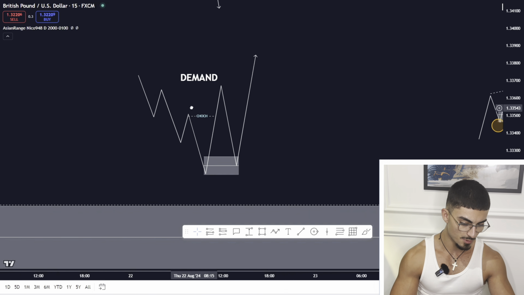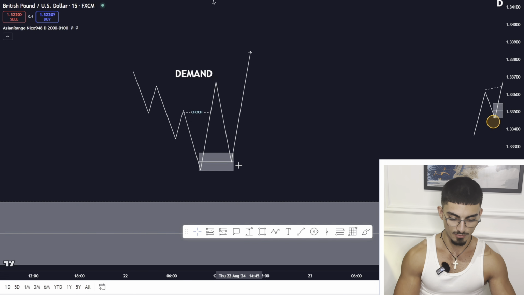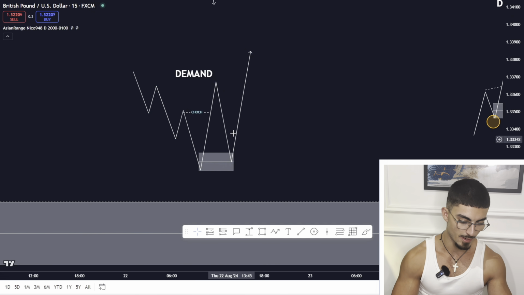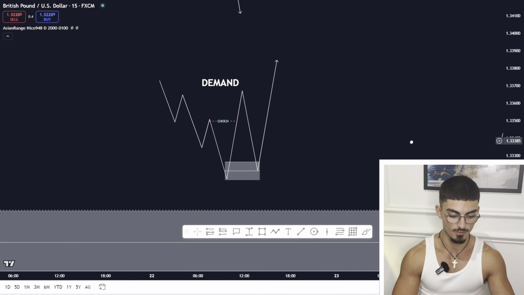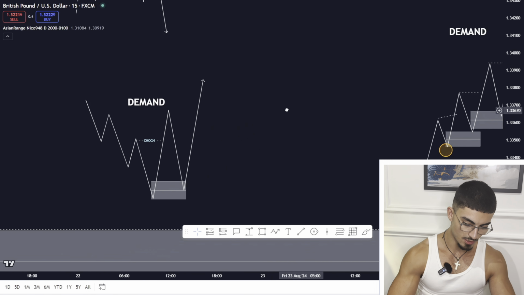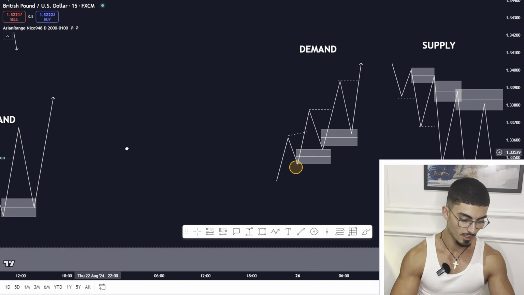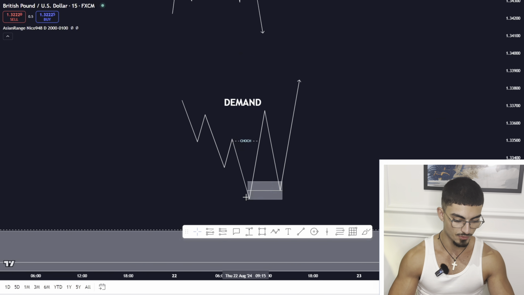But as you can see right here, we change character to the upside after a bearish trend. Then this leaves the demand zone, and then we wait for price to come back into this area and expect it to go higher. That is a second example of a demand zone. So you can have a demand zone after a change of character, or you can have a demand zone after a break of structure. The break of structure is in the uptrend here, and the change of character happens here after a downtrend.